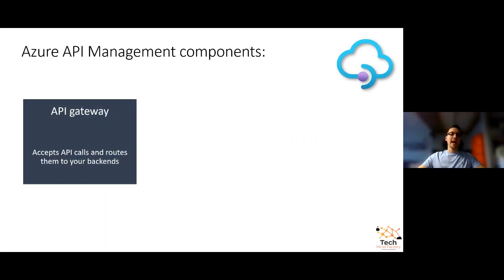So first of all, we have to discuss Azure API Management components. This is crucial to understand the structure of Azure API Management to move forward and to know how to configure it. The most important component of Azure API Management is the API Gateway. You can treat it as a central point, a hub of Azure API Management, and this API Gateway accepts API calls and routes them to your backend services.